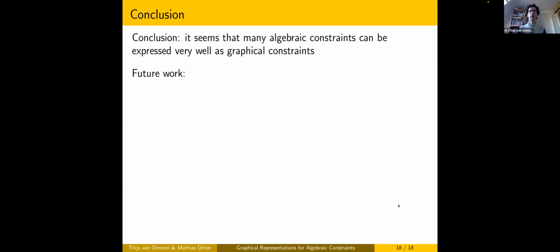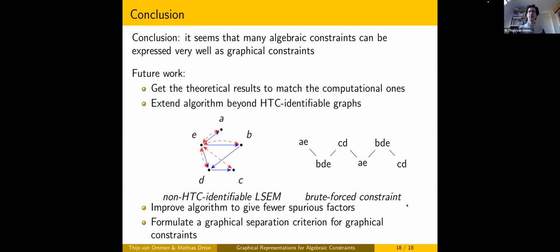But there's also a lot of future work involved, and I'm only listing a few of the steps here. So first, we saw that computational results look way better than the theoretical results. So can we improve the theoretical results to also give guarantees that reflect the status that we see in the computational results? Then another question is, right now the algorithm only works for half-trek criterion identifiable graphs, but there have been a number of extensions of the half-trek criterion since the original. And so it would be very interesting if an algorithm could be devised that can also leverage these generalizations of the half-trek criterion in order to find different constraints.